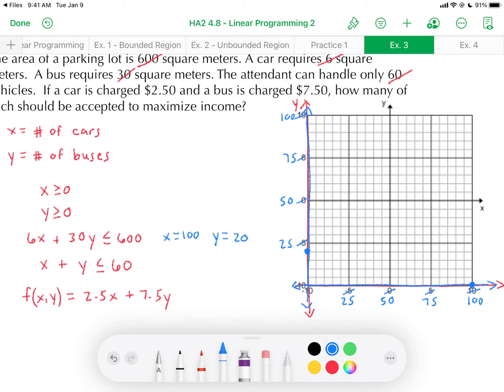Okay, so slope is rise over run, right? Rise is y values, run is x values. So this is going to be 20 over 100. What's that reduced to? 2 over 10, but that's going to reduce then to 1 over 5.